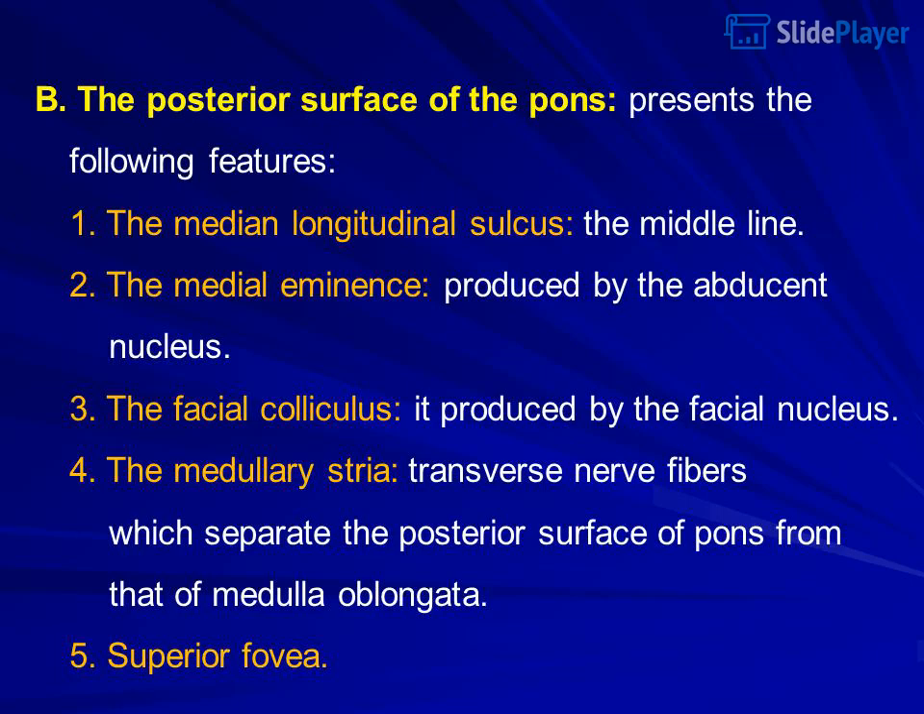B. The posterior surface of the pons presents the following features. 1. The median longitudinal sulcus, the midline. 2. The medial eminence, produced by the abducent nucleus. 3. The facial colliculus, produced by the facial nucleus. 4. The medullary stria, transverse nerve fibers which separate the posterior surface of the pons from that of the medulla oblongata. 5. Superior fovea.